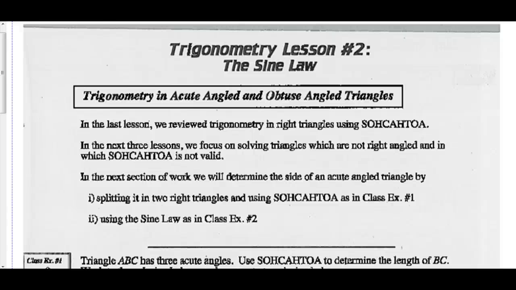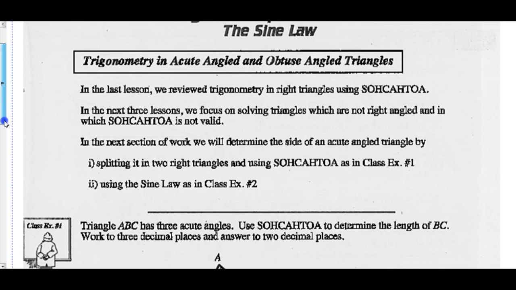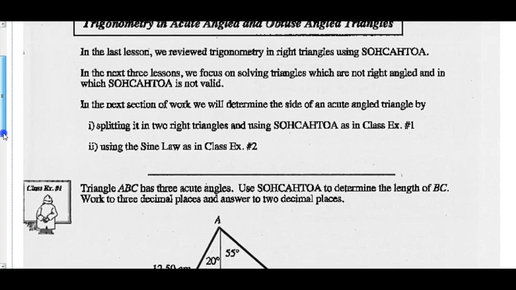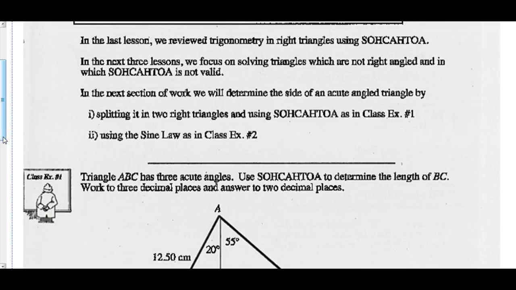Hey Math 20-2s, today we're going to look at the sine law. Last lesson we reviewed some trig in right angled triangles using the primary trig ratios: sine, cosine, and tangent. For the next three lessons we're going to focus on solving triangles which are not right angled, and therefore our primary trig ratios are not valid.